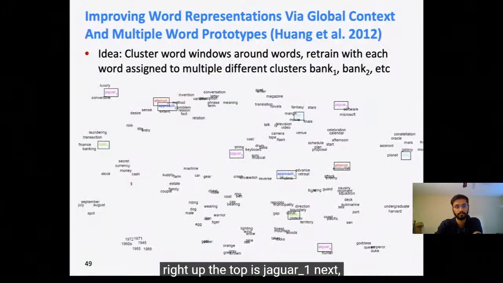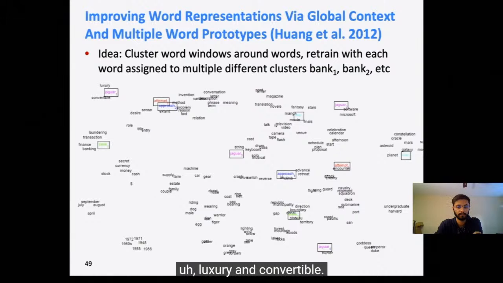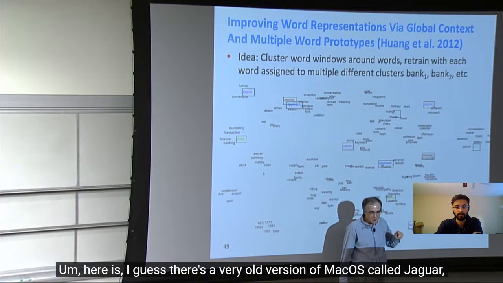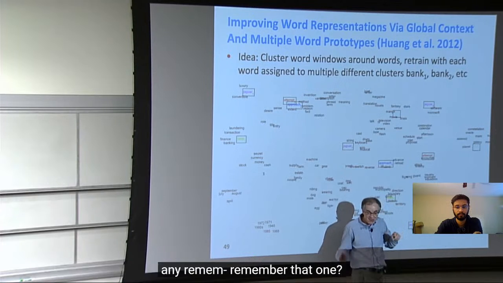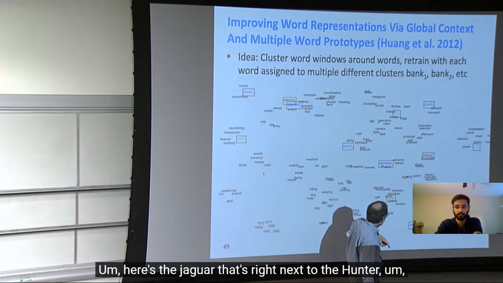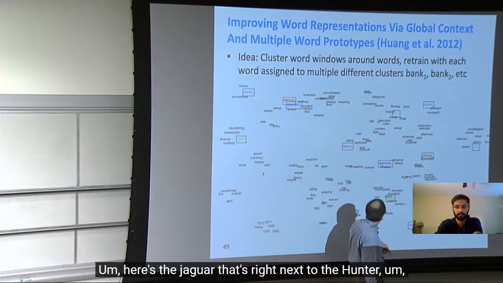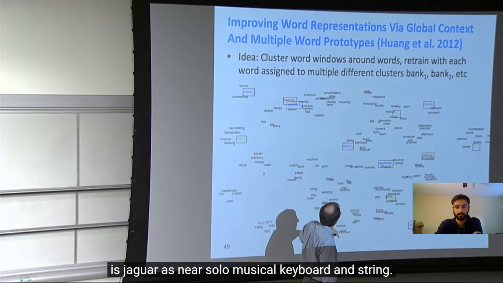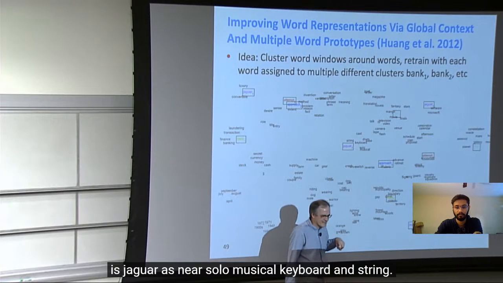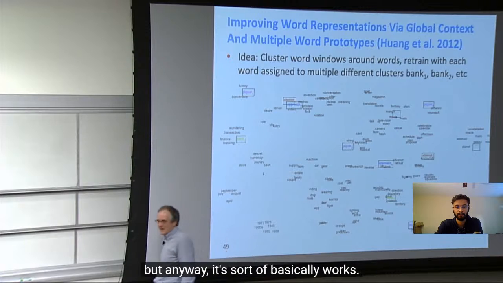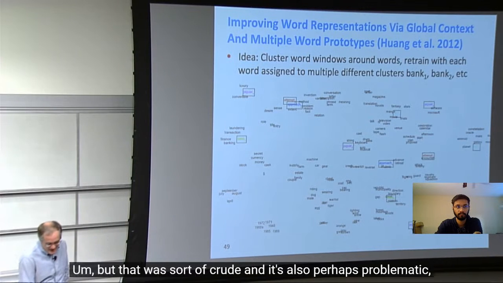So up the top is Jaguar 1 next to luxury and convertible. Here is, I guess, a very old version of Mac OS called Jaguar. Anyone remember that one? Right, so Jaguar is right next to software and Microsoft up there, so that's hopeful. Here's the Jaguar that's right next to the hunter. And I'm a bit confused on this one. This Jaguar's near solo, musical, keyboard and string. Is there a brand of keyboard called Jaguar? I'm not quite sure about that one. But anyway, it basically works.